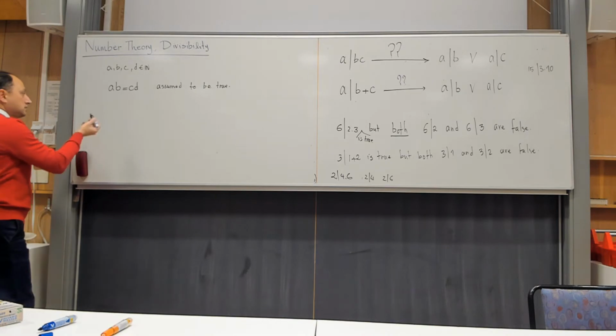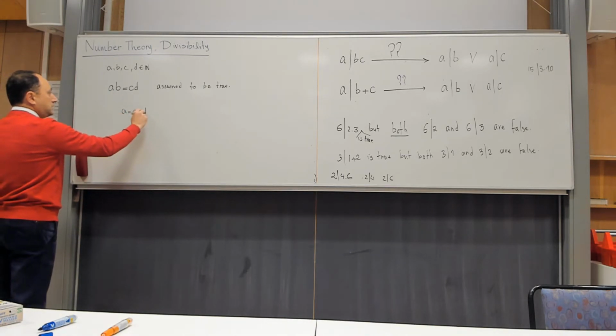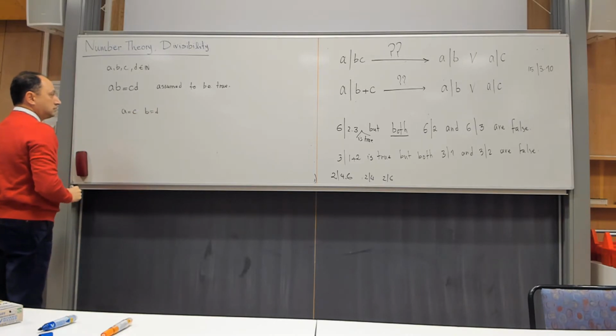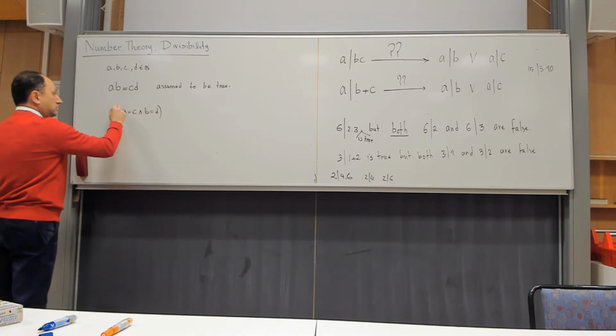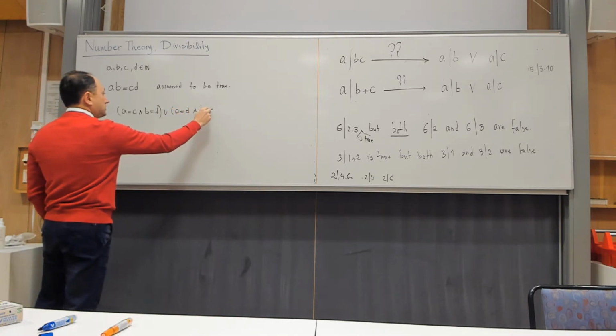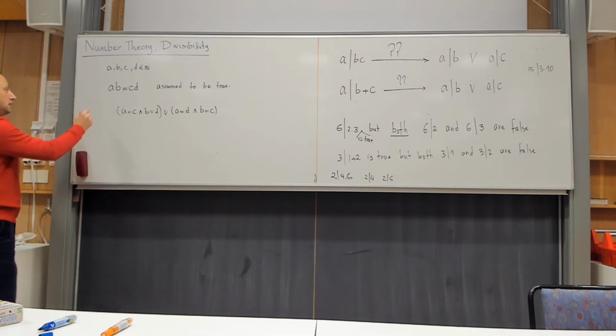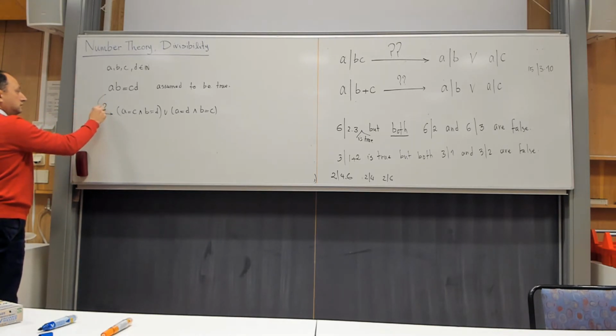Do you think I can conclude that A is equal to C, B is equal to D? Or A is equal to D, and B is equal to C? Do you think from here, can I conclude this?